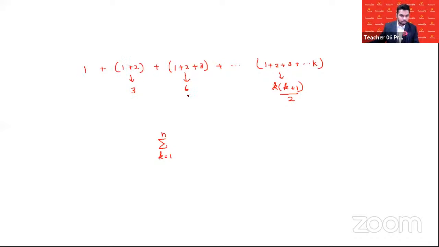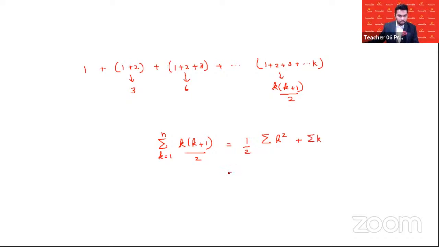So n, suppose it is going to be 3, I have to add 1 plus the first bracket, which is 1 plus 2, plus this second bracket, 1 plus 2 plus 3. So we are going to put this as k into k plus 1 by 2. Now for the time being, I'll just do some hand waving and write down the answer for you. So this is going to be 1 by 2 into summation of k squared plus summation of k.